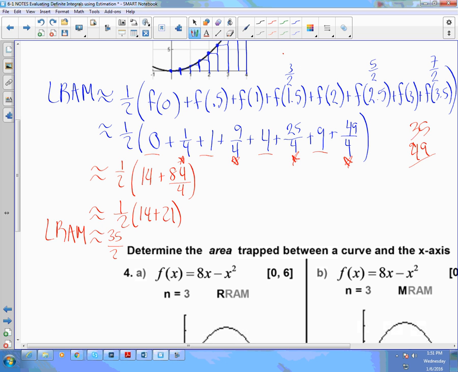Which is what? Approximately 17.5. You can leave it as approximately 35 units squared. Is that allowed on the calculus test? Yeah, it's mathematically equivalent to the decimal form. Okay?